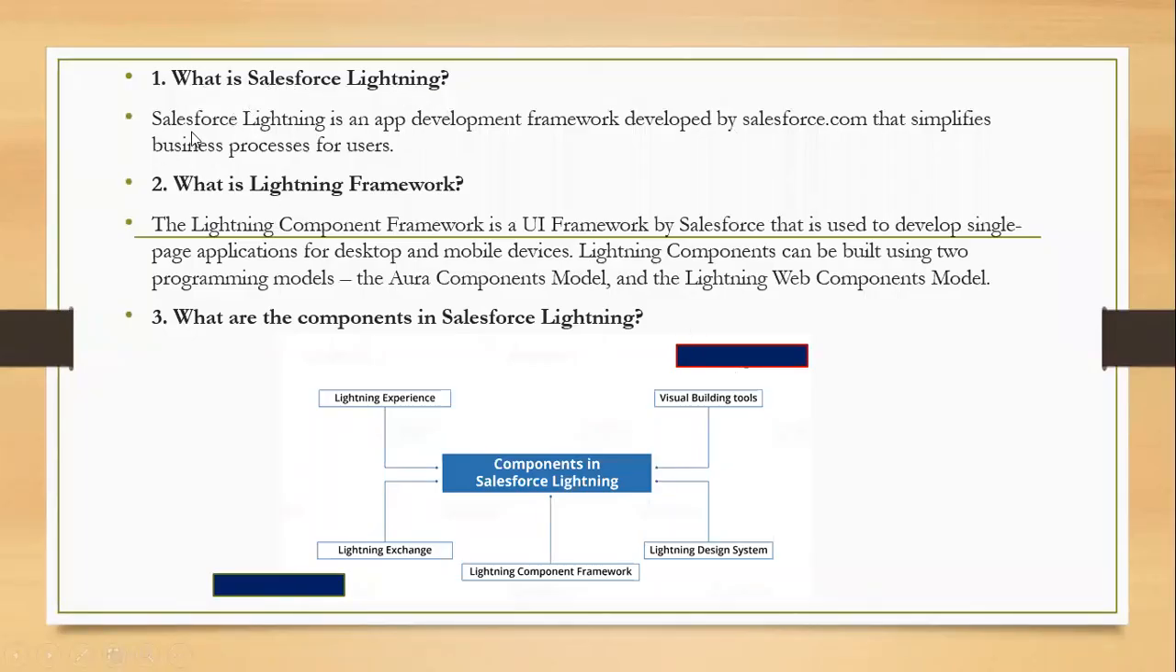What is Salesforce Lightning? Salesforce Lightning is an app development framework deployed by Salesforce.com that simplifies business processes for users. What is the Lightning framework? The Lightning Components framework is a UI framework by Salesforce that is used to develop single-page applications for desktop and mobile devices. Lightning Components can be built using two programming models, the Aura Components model and the Lightning Web Components model.